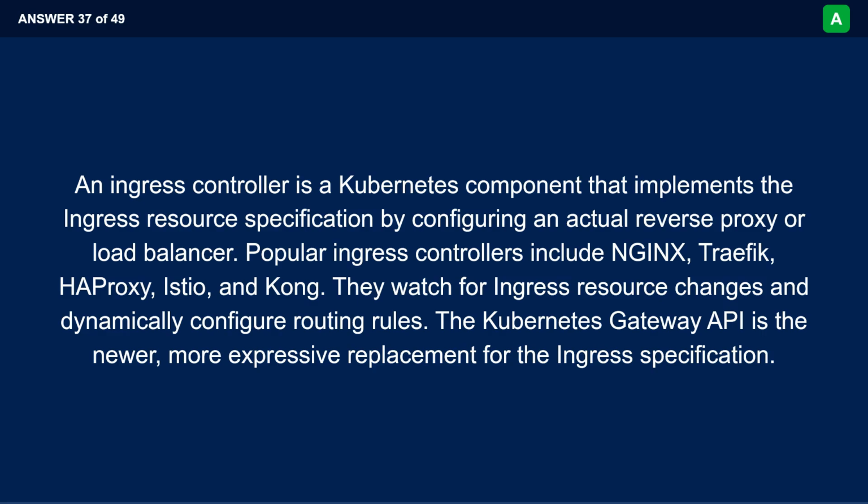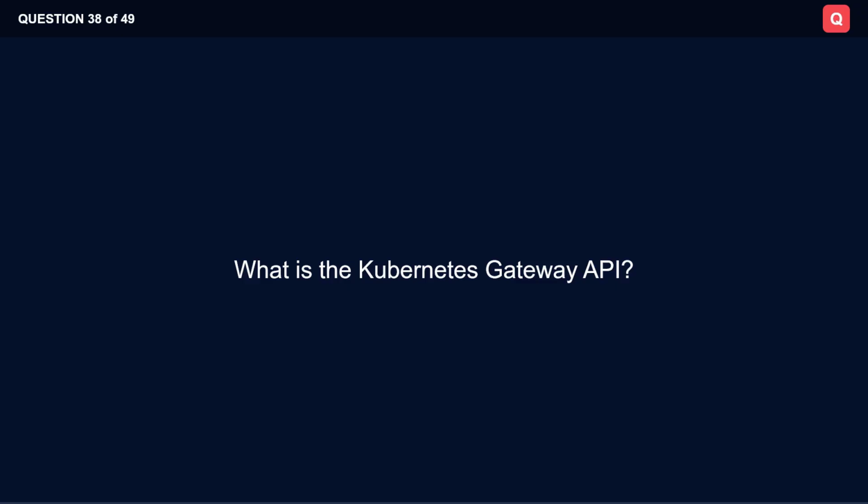They watch for ingress resource changes and dynamically configure routing rules. The Kubernetes Gateway API is the newer, more expressive replacement for the ingress specification. What is the Kubernetes Gateway API?